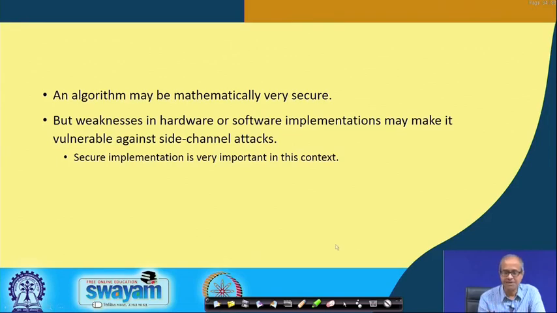So, I am repeating, the algorithm that is being implemented may be mathematically very secure, no one is doubting that, but in terms of hardware or software implementation, there has been some weakness. That is why the implementation is becoming vulnerable to side channel attacks. Therefore, secure implementation becomes that much more important, right.